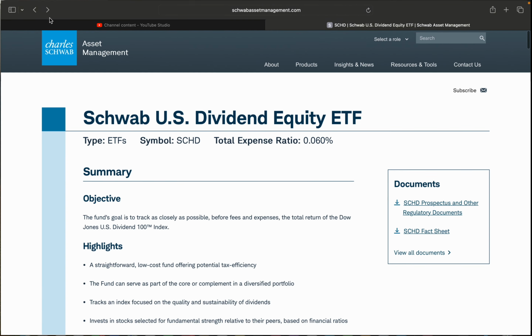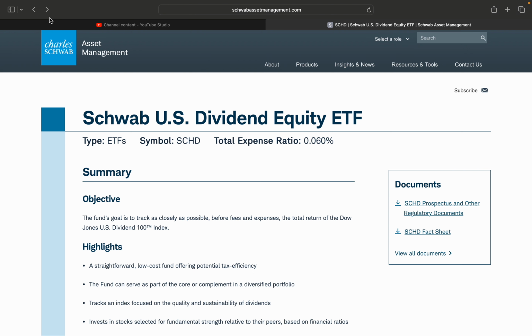Today, I'd like to talk about the Charles Schwab U.S. Dividend Equity ETF, ticker symbol SCHD. The fund's goal is to track as closely as possible, before fees and expenses, the total return of the Dow Jones U.S. Dividend 100 index.